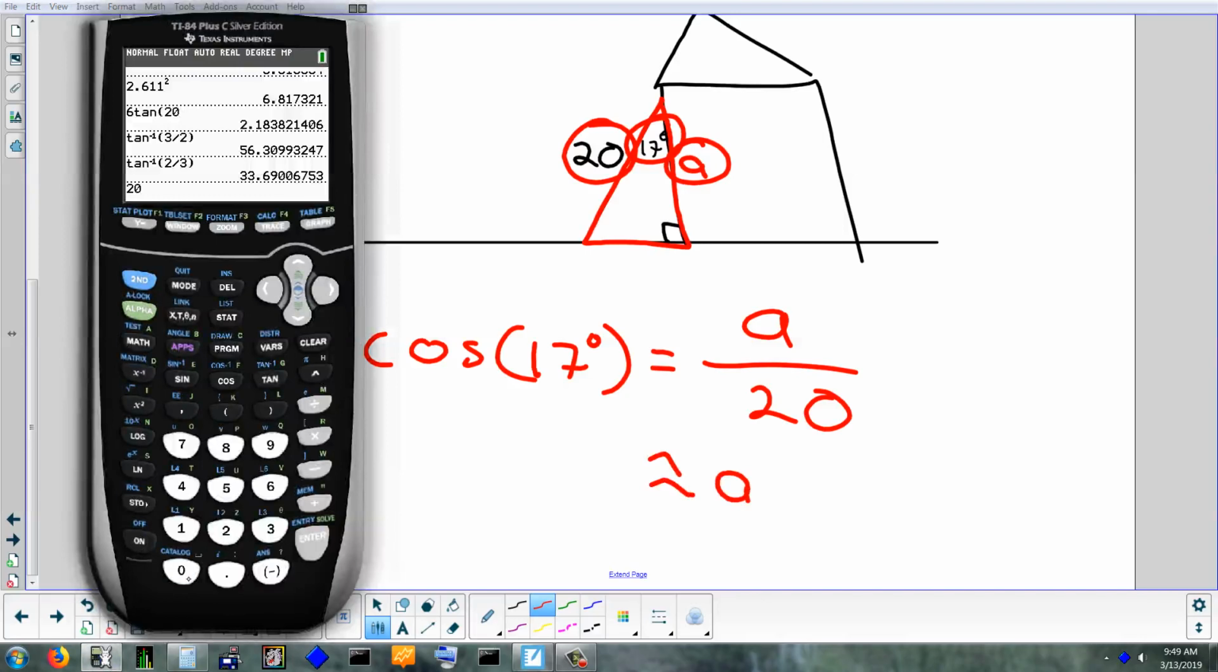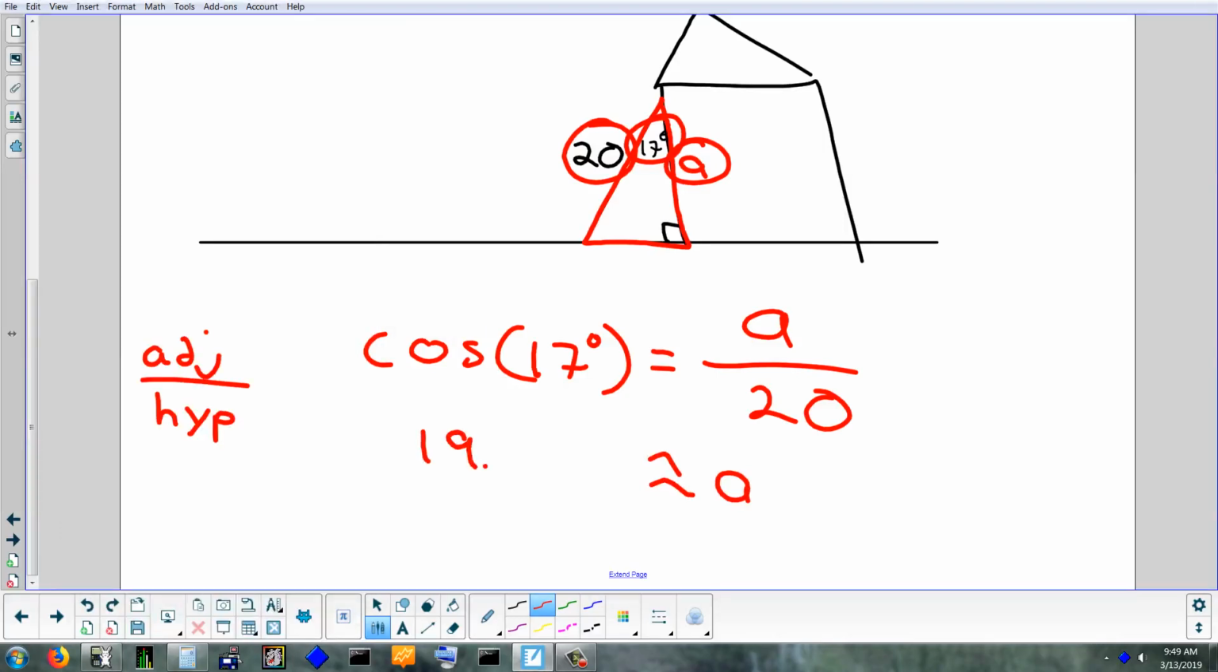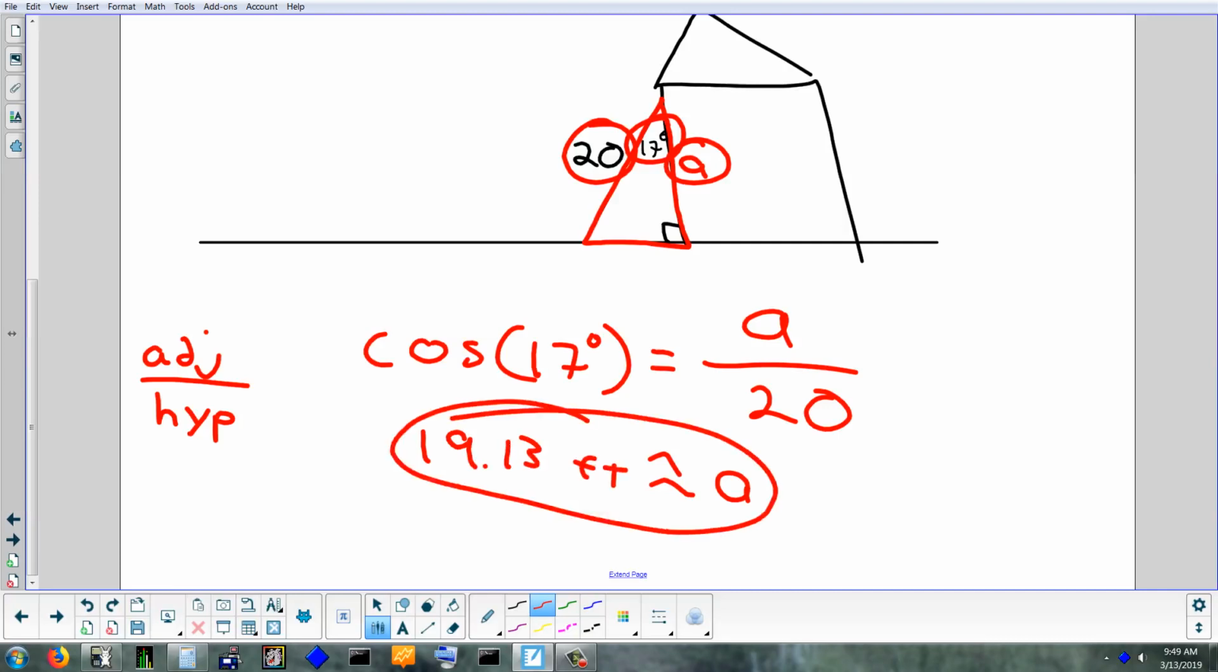So you've got 20 cosine 17. And if you put the ladder at that angle, it's not going to be able to reach 20 feet high because you put an angle on it. And it's going to reach about 19.13 feet. Okay, so that's like 19 feet and maybe an inch or two, roughly. Okay, any questions on that?